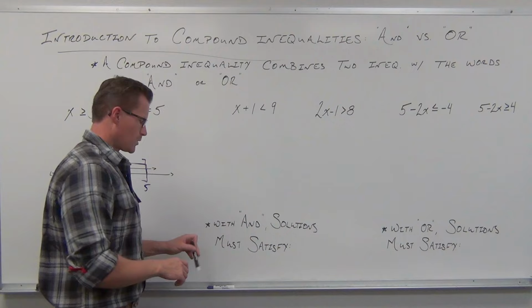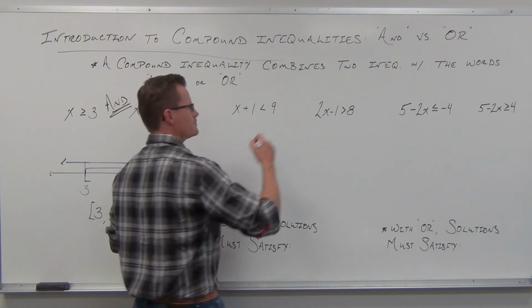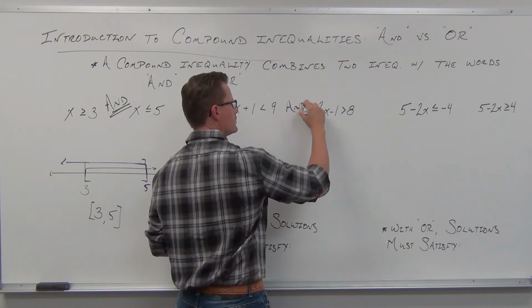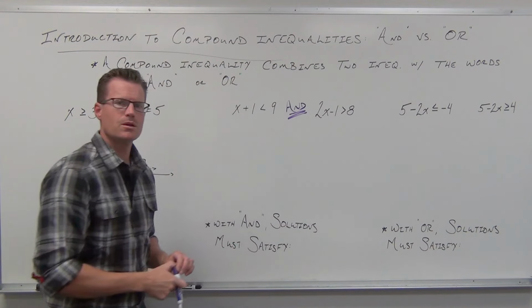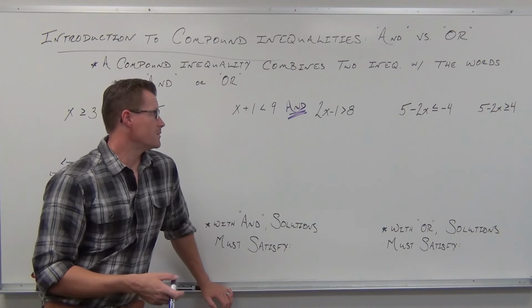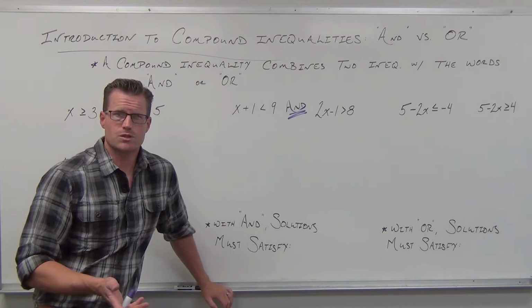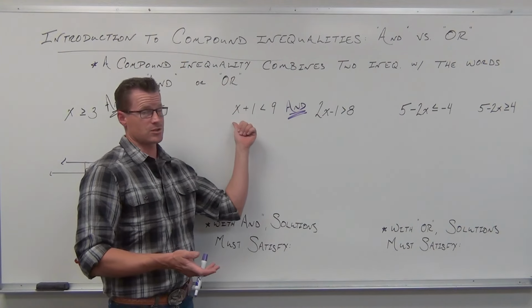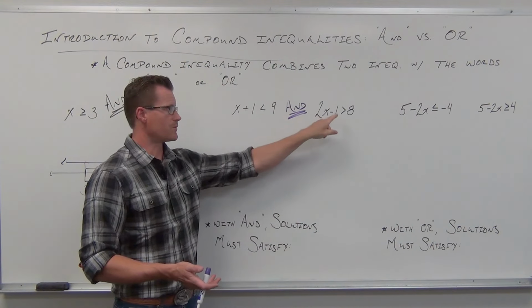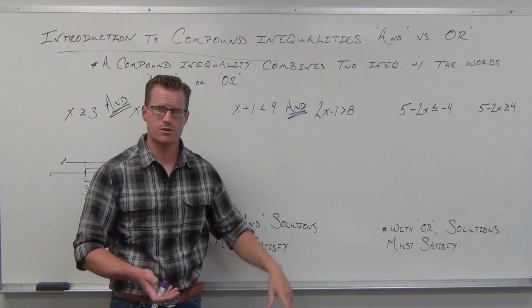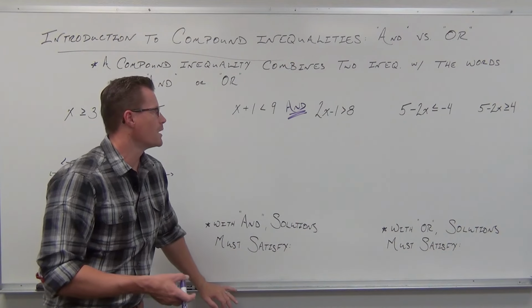Let's look at one more. So let's say I put the word and between those two inequalities. Well, individually, those aren't so bad. We would know how to solve that, hopefully, at this point. In the next few videos, we're going to unpack how to do that appropriately.